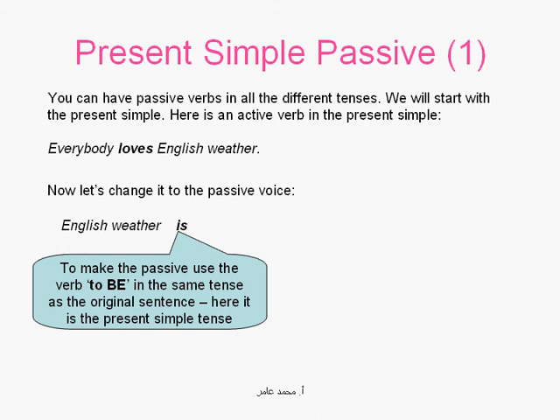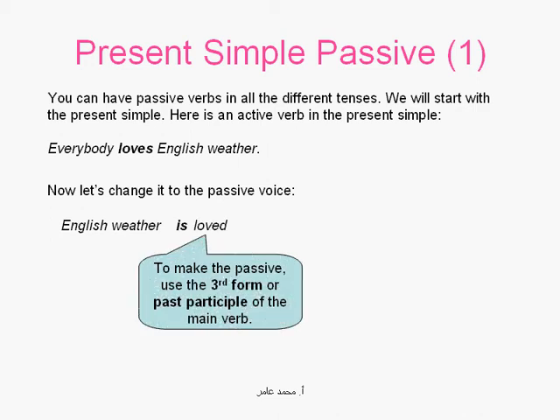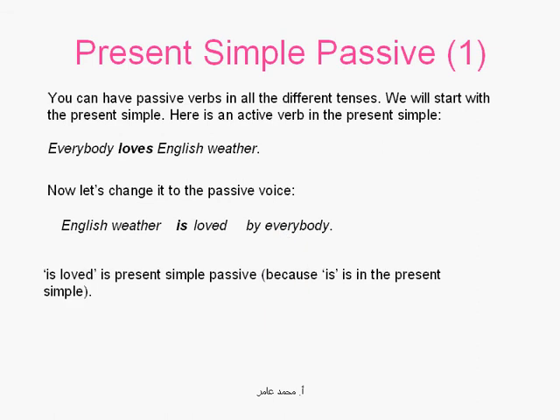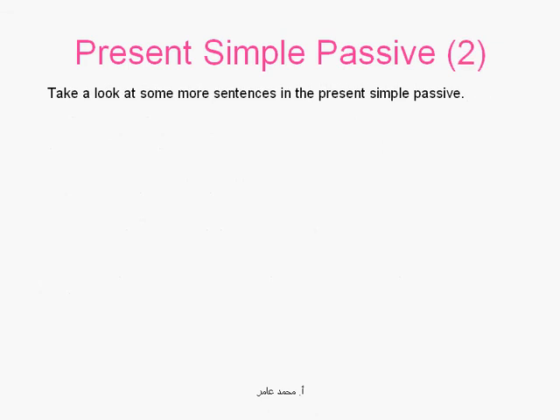Here it is the present simple tense because the original sentence, as you can see, is loves in the present, so is verb to be at the present. Then we have loved. To make the passive, use the third form or past participle of the main verb. And then by everybody, if you need to mention who is doing the action, use by to introduce it. Is loved is present simple passive because is the present simple. Present simple passive too.